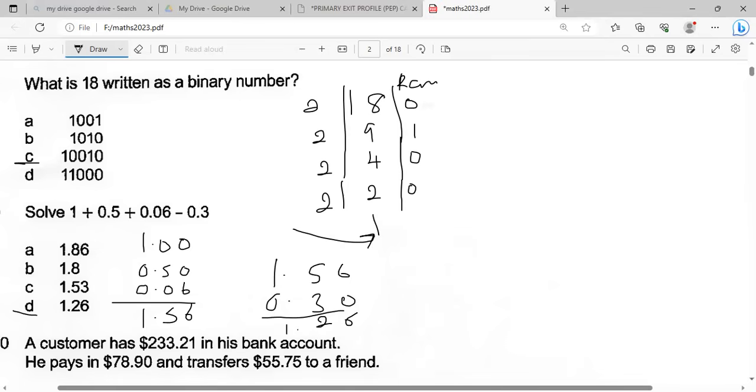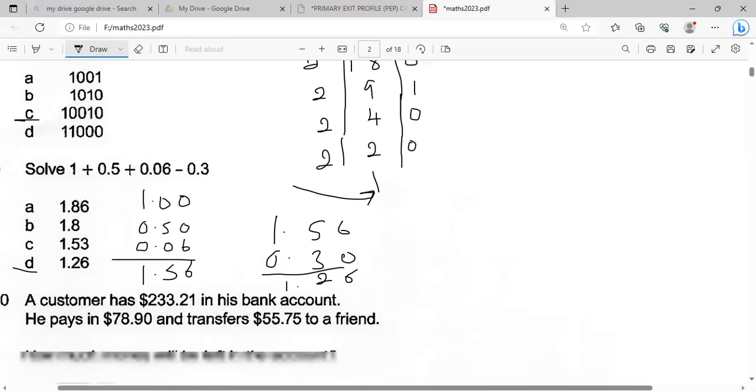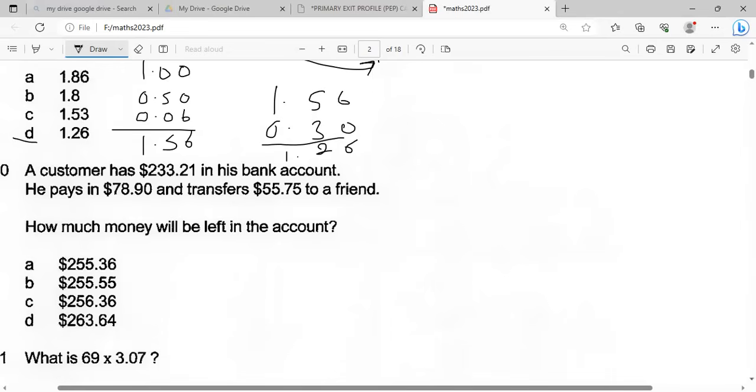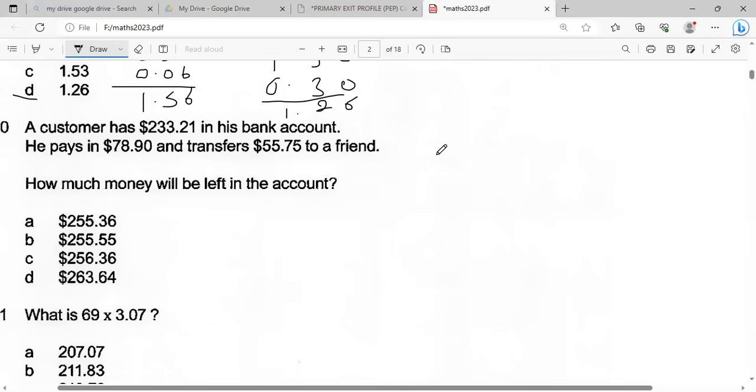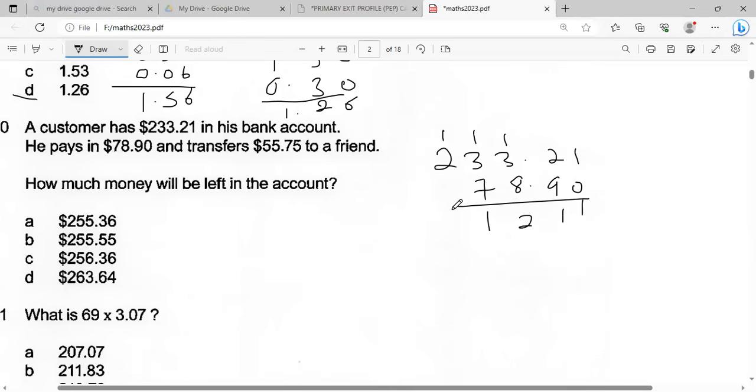A customer has $233.21 in his bank account. He pays $78.09. All right, so I'm going to add that because he put that in. Hope you guys read the questions carefully. See, questions can be really, really tricky. So it's 78.90. So you add first, so that's 1, 9 and 1, 11. 8 and 3, 11 and 1, 12. 7 and 3, 10 and 1, 11. So it's 2 decimal places.